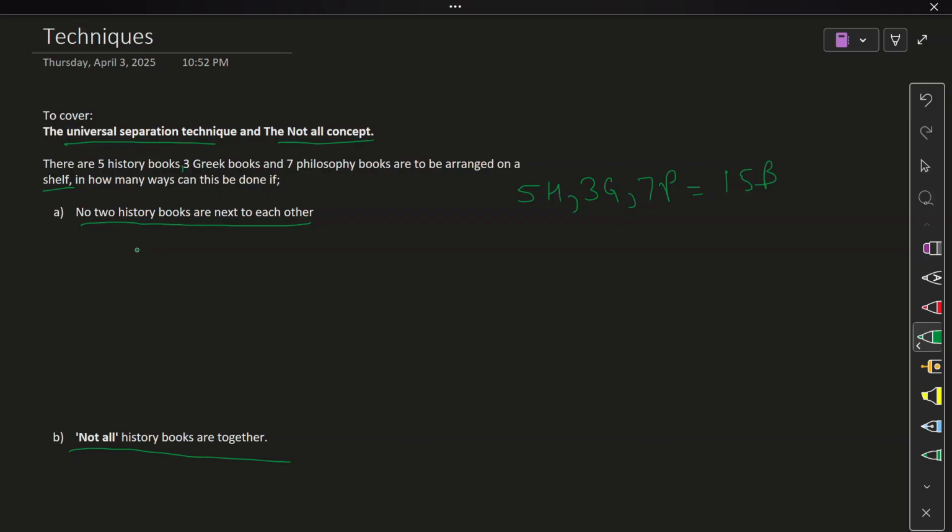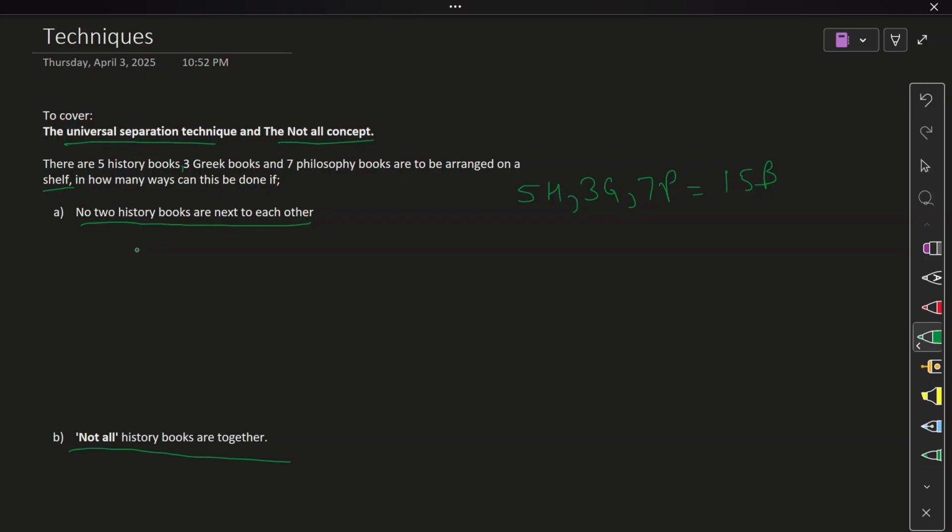Nothing more than that. Now, what that means is that history books can never be together. That means there always has to be one or two or three books between one history book and another. The five history books can never be together, never, in all possible cases. But in part B, it says not all history books are together. Now this is a fixed keyword. If you see "not all", you're supposed to use this method that I'm going to tell you about.